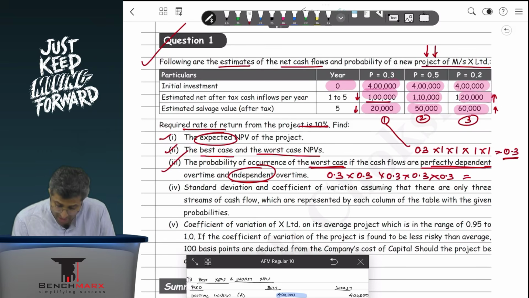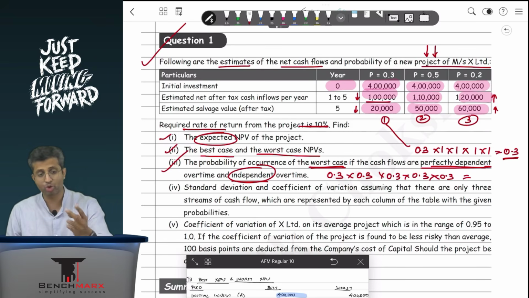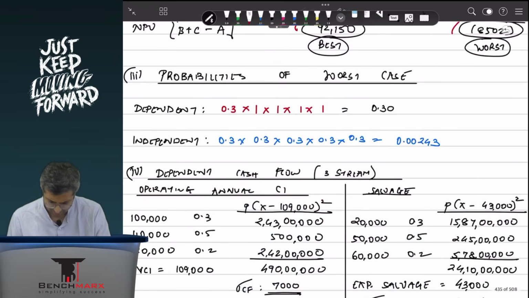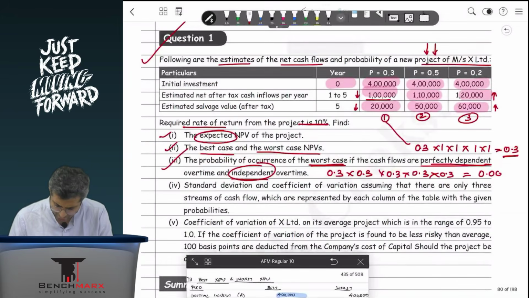When you look at the dependent cash flow setup, if the first year goes bad, the second year will necessarily go bad, and the third, fourth, fifth years will also necessarily go bad. But in case of an independent cash flow, that may not be the case, and hence this number will be 0.00243, I think. So this is a much lower probability.